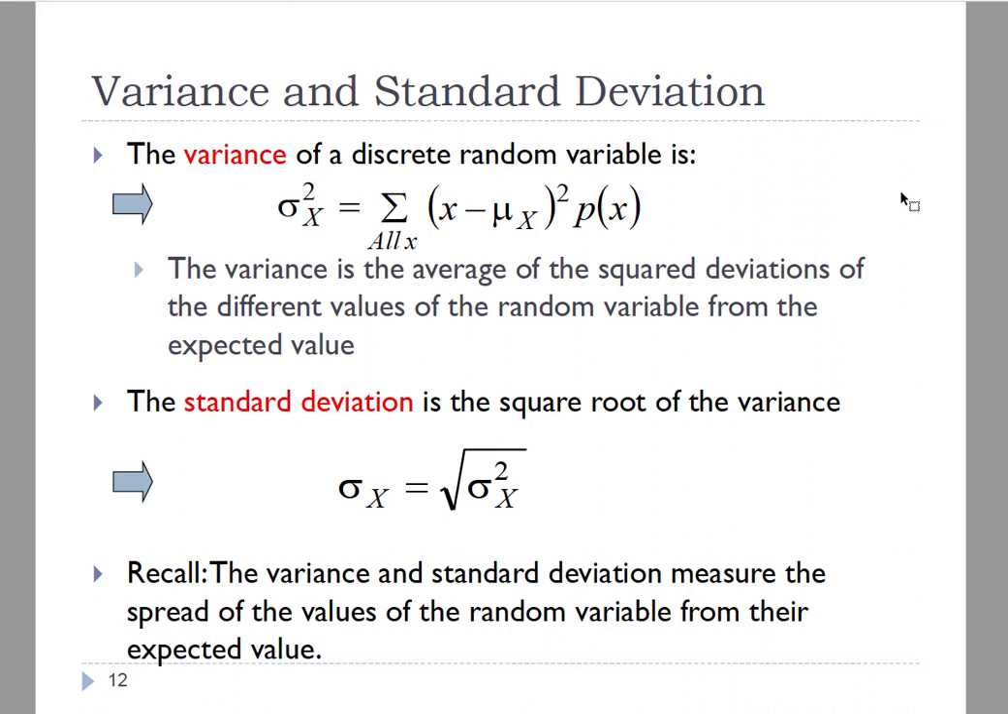All right, so now let's talk about how we find the variance and standard deviation. The variance of a discrete random variable is the summation of x minus mu squared times the probability of x. So the variance is the average of the squared deviations of the values of the random variable from the expected value. And the standard deviation is the square root of the variance. That's all it is. And you want to recall that the variance and standard deviation measure the spread. It's that dispersion of the values of the random variable from their expected value.